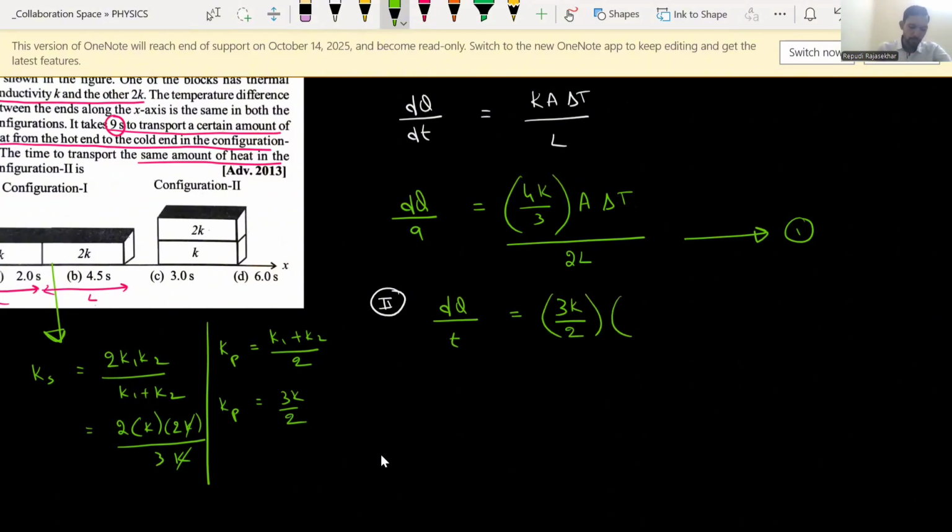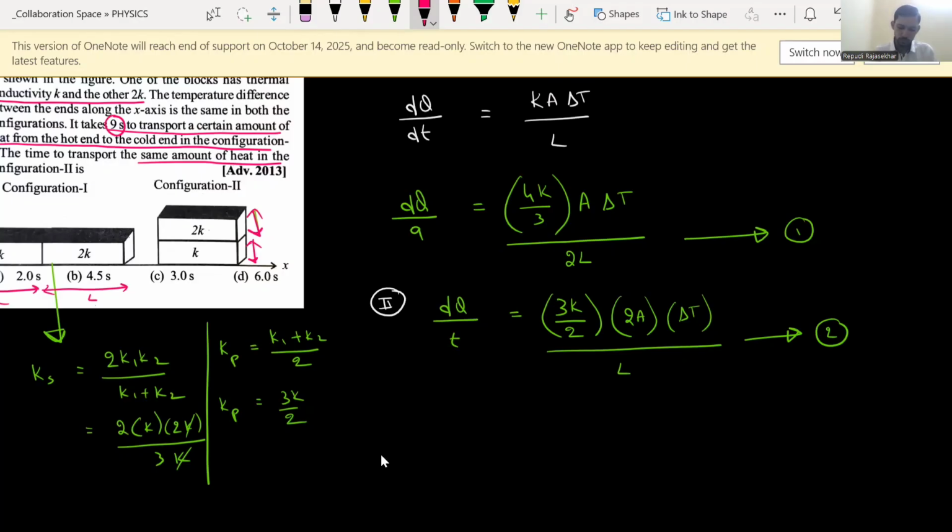And the area: if you observe, this has area A. In a series combination, length will be increased. In a parallel combination, area will be increased, because here we are placing one block over another block in parallel combination. So each block has thickness A, and the other block has thickness A. So A plus A, the total comes to 2A. The total area is 2A. And the difference of temperature is the same in both configurations, the whole divided by length L. This is equation number 2.